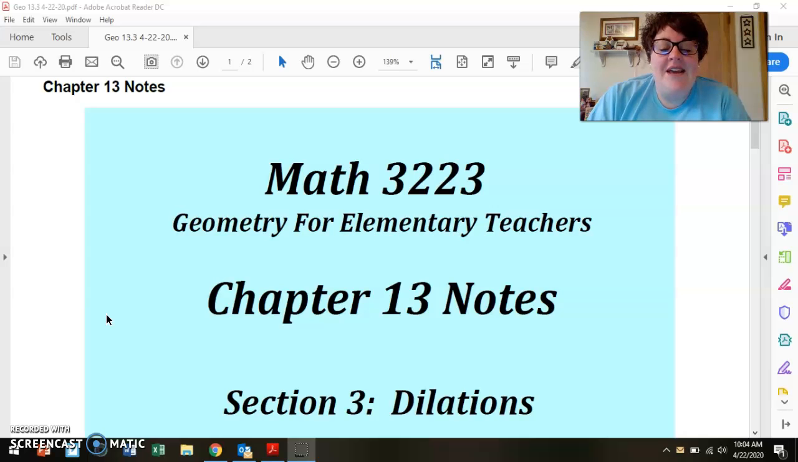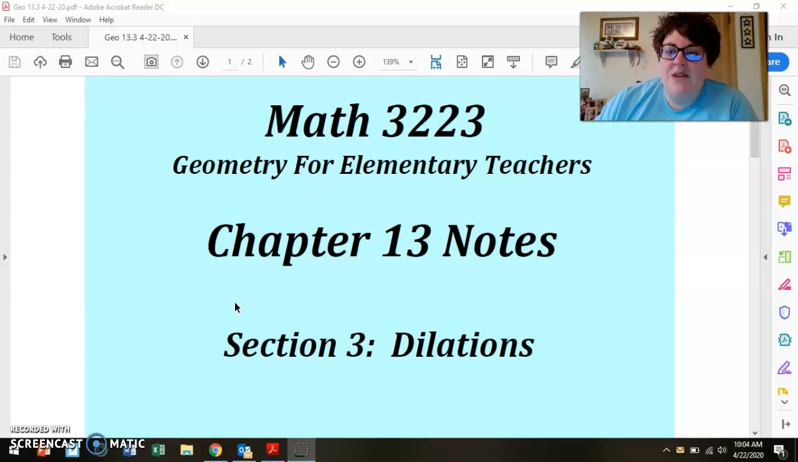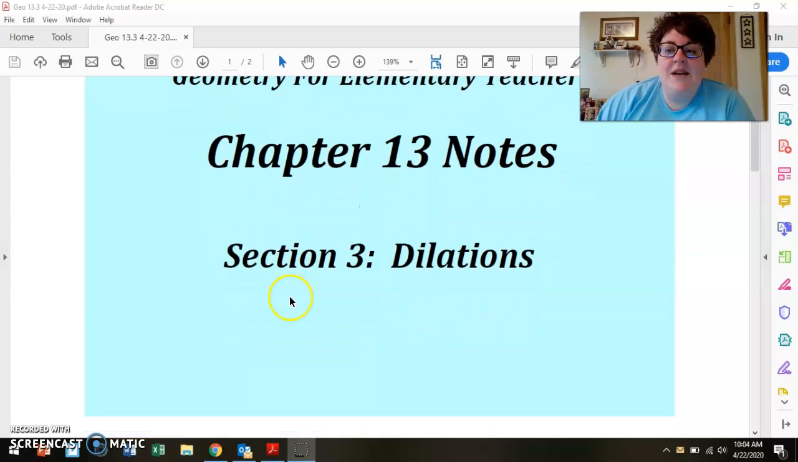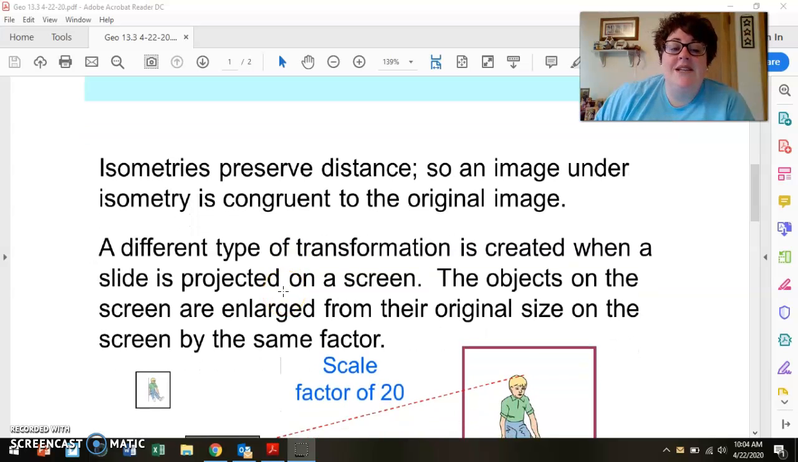Okay, so today what we want to talk about are what's called dilations. We talked about the mirror on Monday, and hopefully that's something you would like to try when you get back to campus. Feel free to come over and play with one of those at some time. But today we want to talk about what a dilation is. We're working within isometry, and isometries preserve distance. So an image under isometry is congruent to the original image.